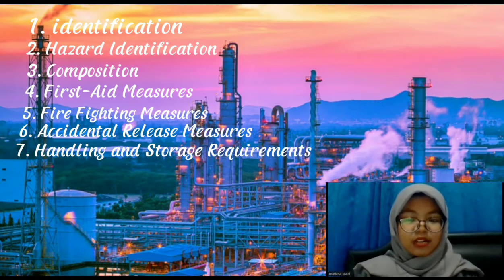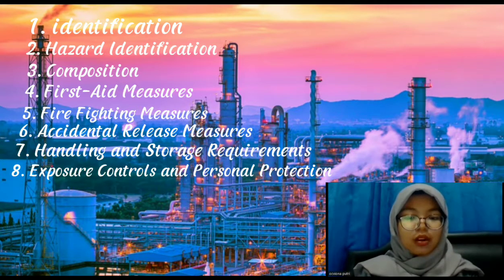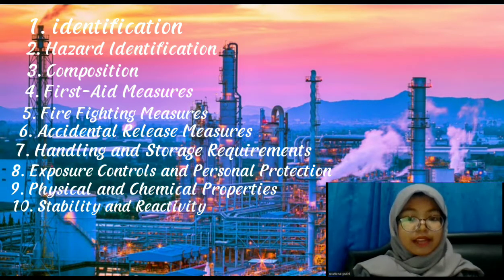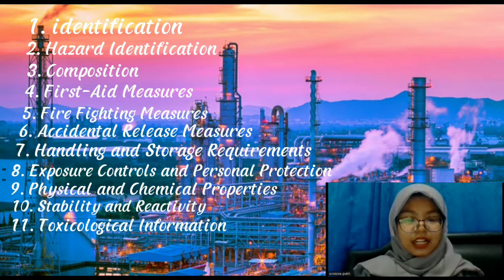7, Handling and storage requirements. 8, Exposure controls and personal protection. This describes OSHA's exposure limits and recommendations for PPE. 9, Physical and chemical properties such as appearance, odor, pH, flash point, solubility, and evaporation rate. 10, Stability and reactivity. How to avoid hazardous reactions. 11, Toxicological information. Find out about the likely routes of exposure, symptoms, as well as short and long-term effects.